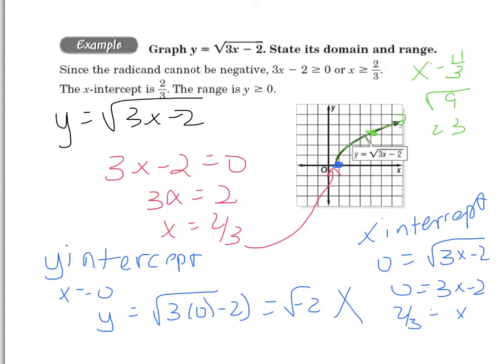So you should figure out the x-intercept if it exists, the y-intercept if it exists. You should figure out a horizontal shift if there is one. You should figure out a vertical shift if there is one, and then pick a couple of other points to make sure you're doing it right. And then check the domain and the range.